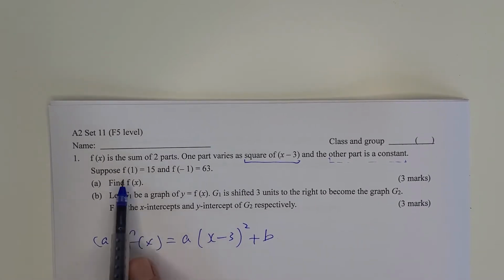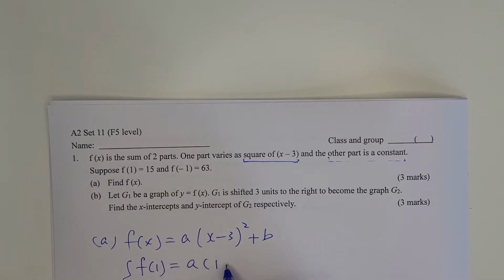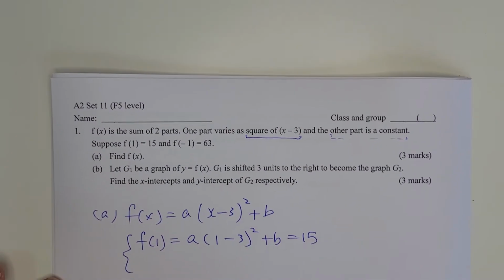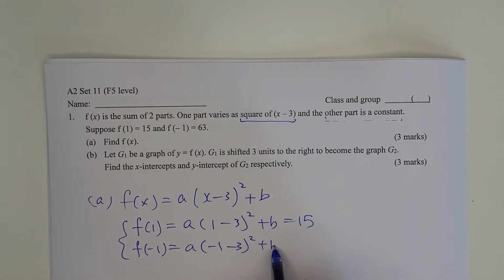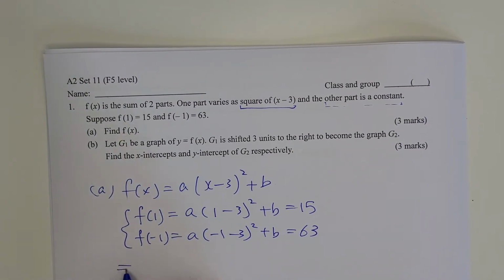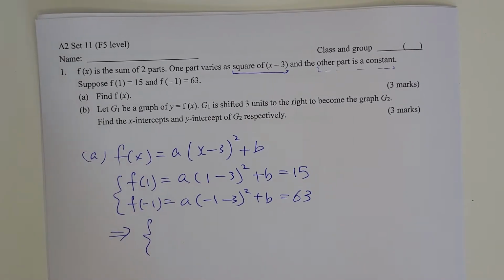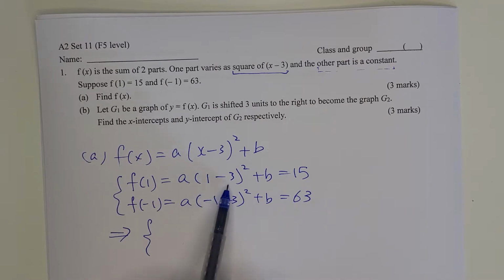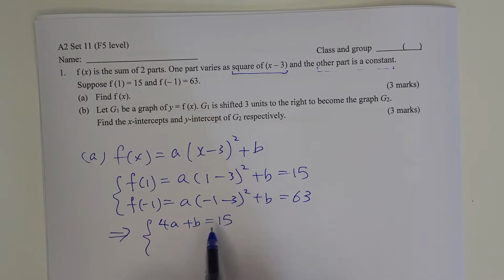And next, you know that f(1) equals 15. f(1) means you substitute x equals 1, so this will be 15. And f(-1) means x is replaced by negative 1, and which is 63. So you get two equations with two unknowns. The first one will be a times (-2) bracket square, that is 4a, plus single b, that is 15.